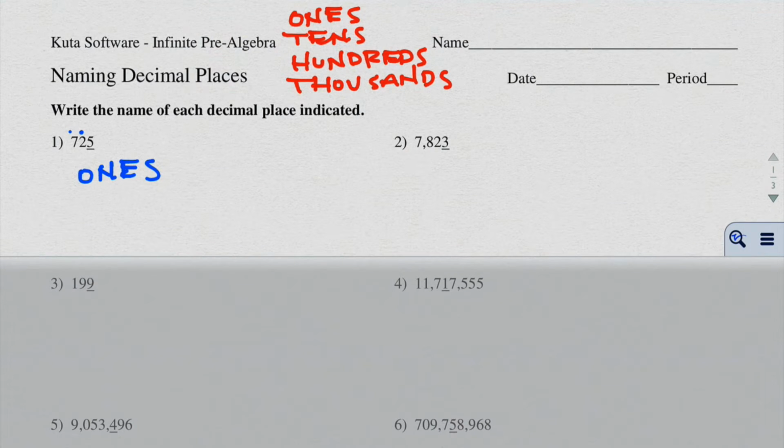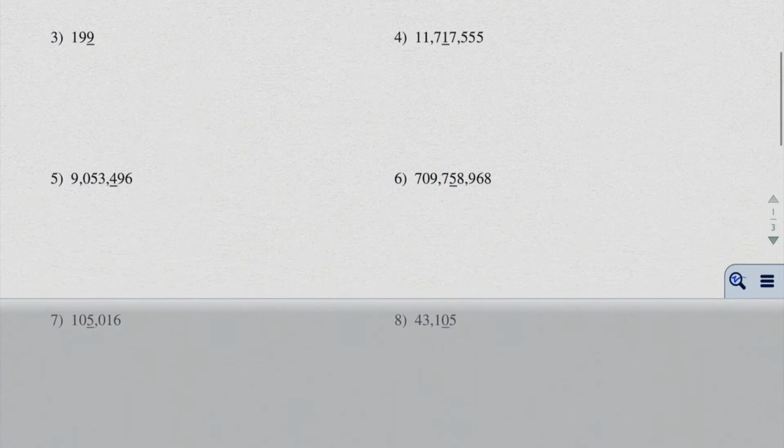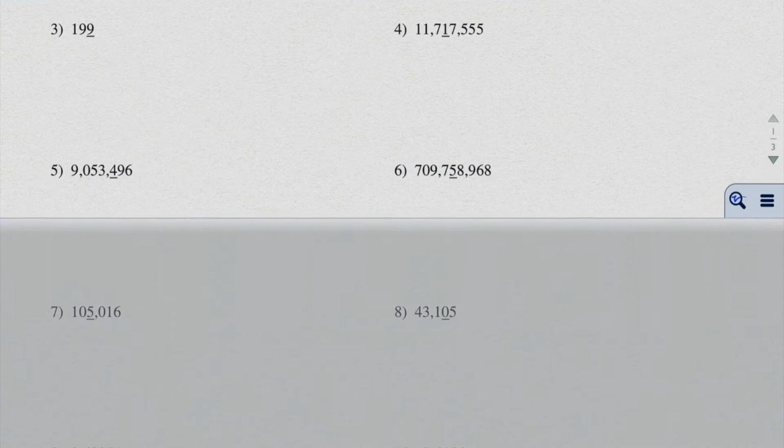Number 2, this 3 is in the ones place. This 2 would be in the tens place, the 8 in the hundreds, and the 7 in the thousands place. Number 3. So this 9 is in the ones place as well. This 9 would be in the tens place, and this 1 would be in the hundreds place.